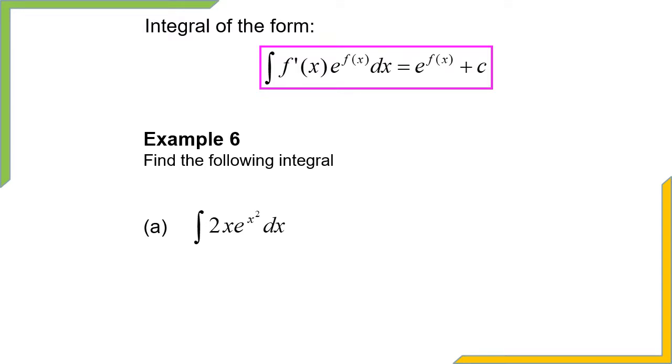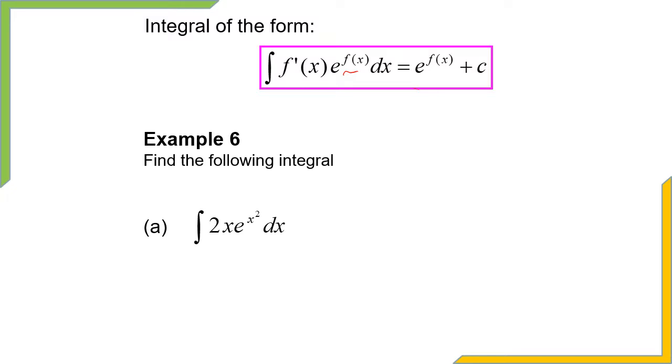Why? Because this f(x) might not be linear, since we only have the formula for linear. It might be quadratic, or it might be a surd, it can be anything. So if we have the derivative of f(x) in front of the exponent, then we are okay using this formula.